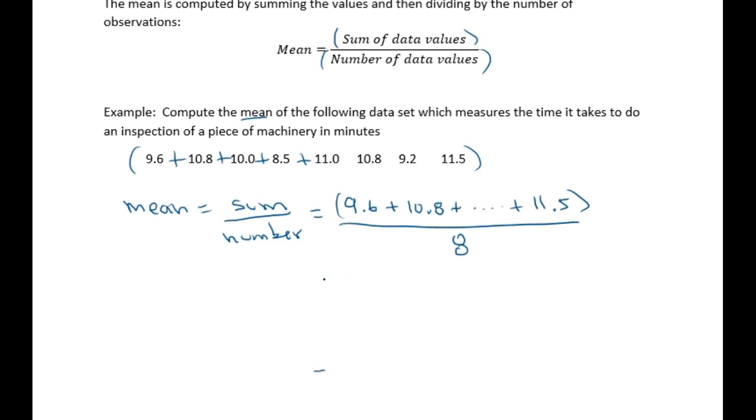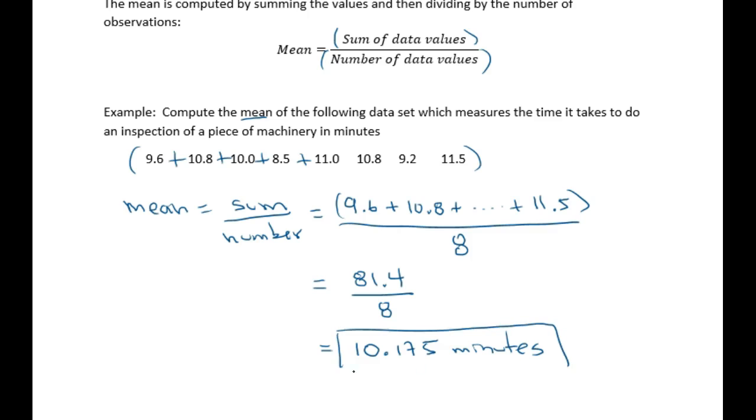So when you plug that into your calculator, you should end up getting, for a numerator, 81.4. We'll divide it by 8 to get our average, or our arithmetic mean, of 10.175. And we do have a unit. That's in minutes. So on average, we can say that it took approximately 10.175 minutes to actually inspect a piece of machinery in this sort of realm. So again, that's what it means to be an arithmetic mean.